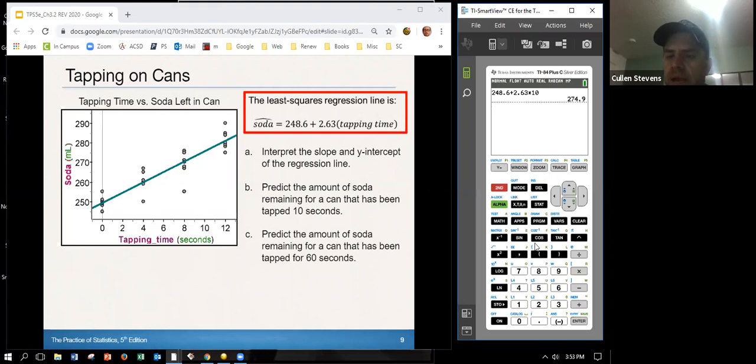That's off our graph. Let's take a look here. We're going to change this to 60, and that's about 406.4. So that means if you tapped it for more than a minute, there's a lot more soda in there. And maybe what we might find out, if you're a little tricky with your math here, there might have been more soda left in the can than what we started with. So I think that's a little bit dangerous here that we went all the way out to 60.